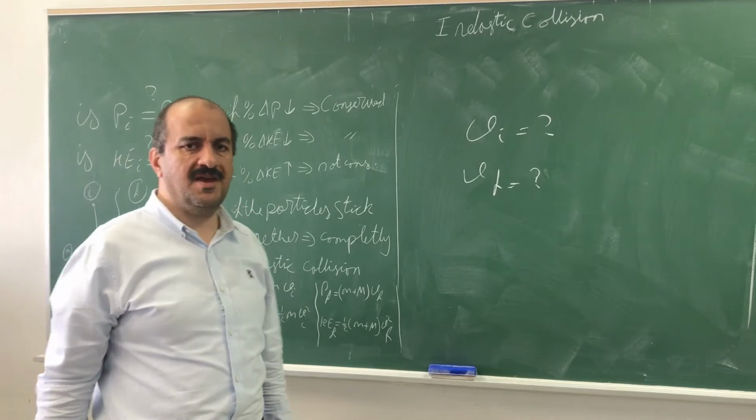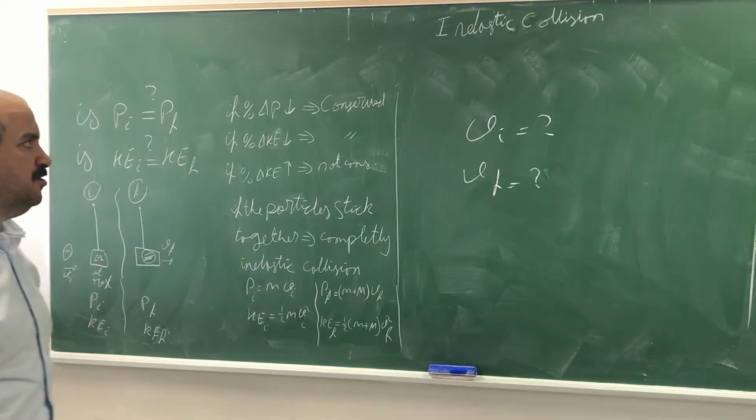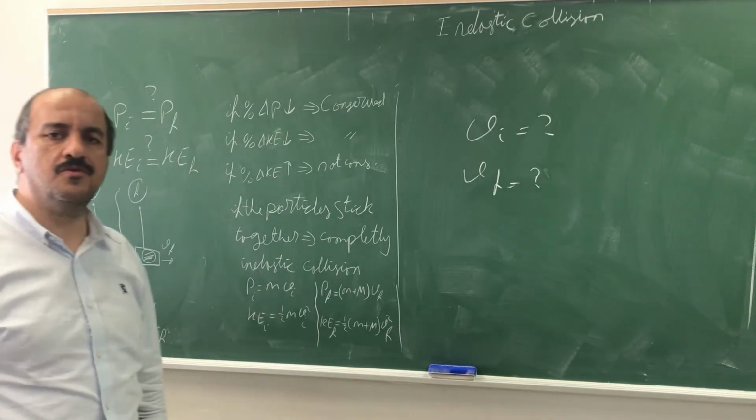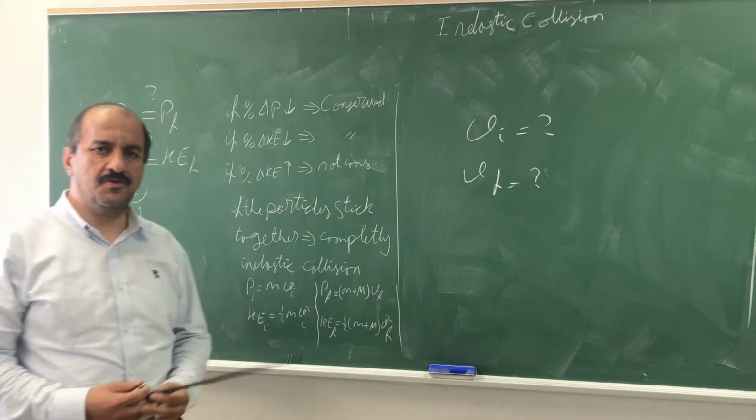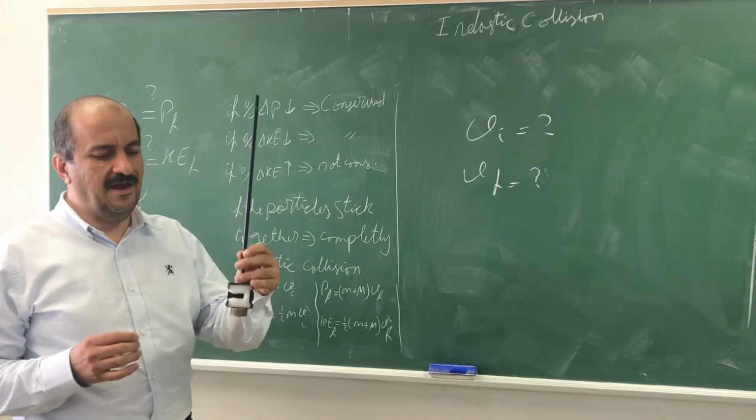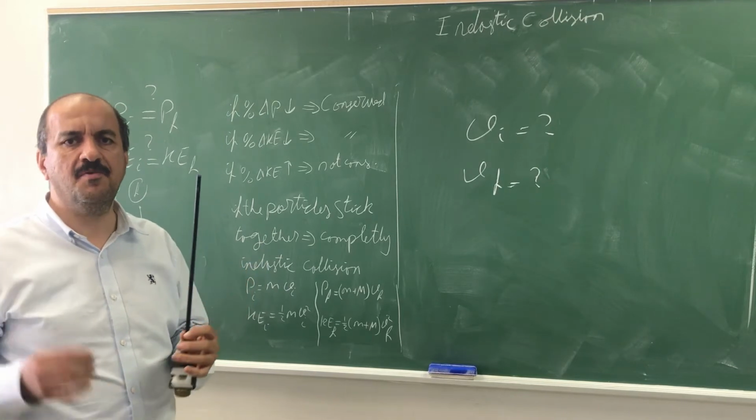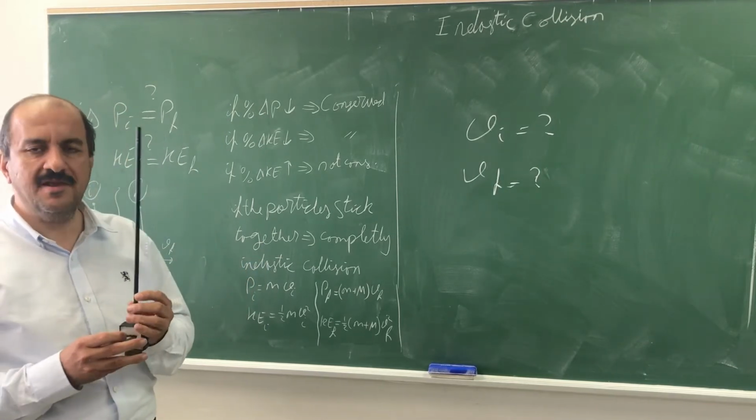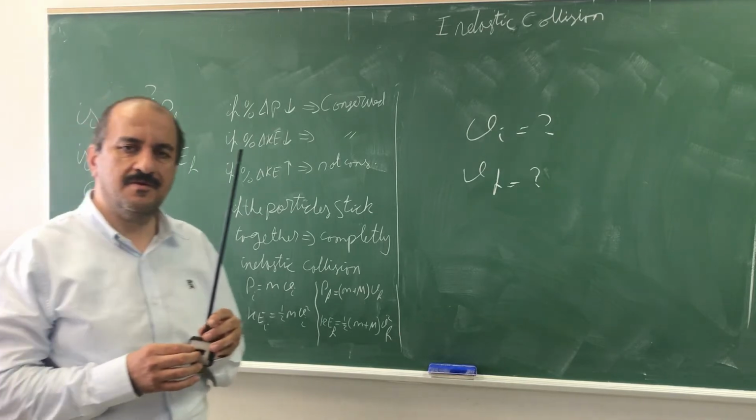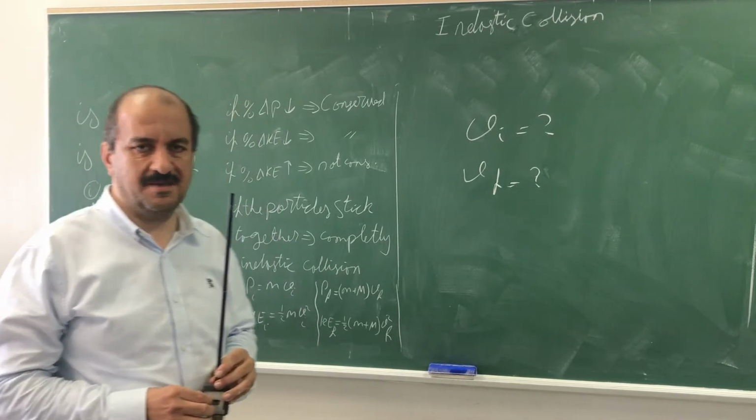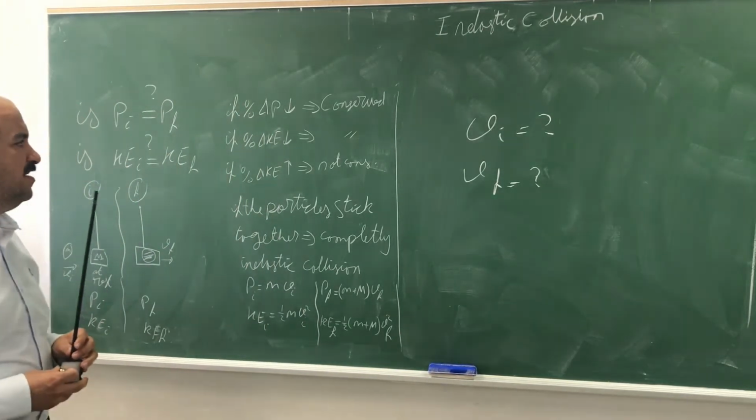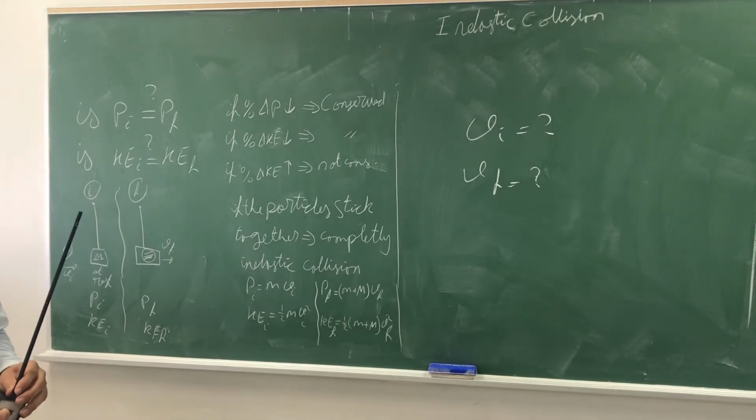Dear students, today we have an elastic collision. The main objective of today's experiment is to investigate the collision between two particles, a ball and this ballistic pendulum. We will fire this ball from a spring gun and let it hit and collide with this ballistic pendulum. We want to investigate if this collision is elastic or inelastic.